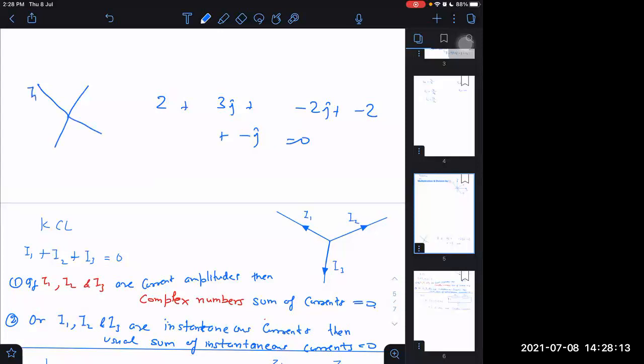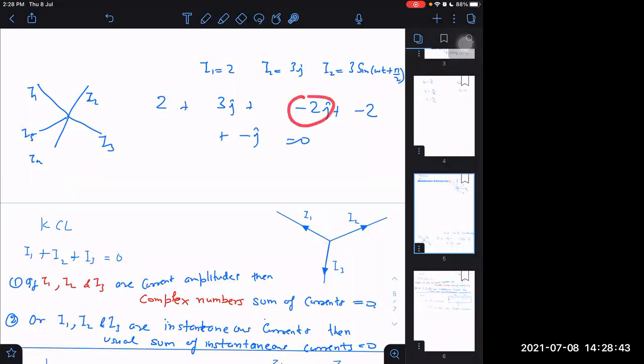How many currents are there? I1, I2, I3, I4, and I5. 1, 2, 3, 4, 5. I think 5, yes. And what do these represent now? What do I mean if I say that I1 is equal to 2 and if I say I2 is equal to 3J? What does 3J mean? 3J means that I2 value is 3 sine(omega t plus pi by 2). Yes, because J cap means along pi by 2 direction.